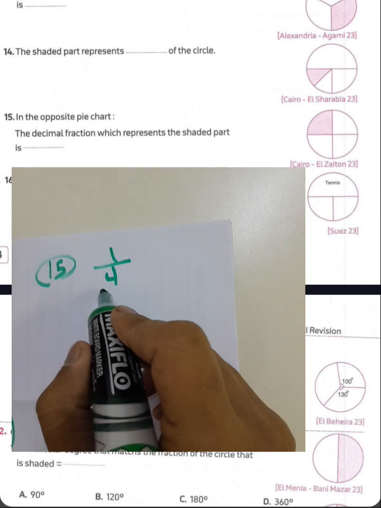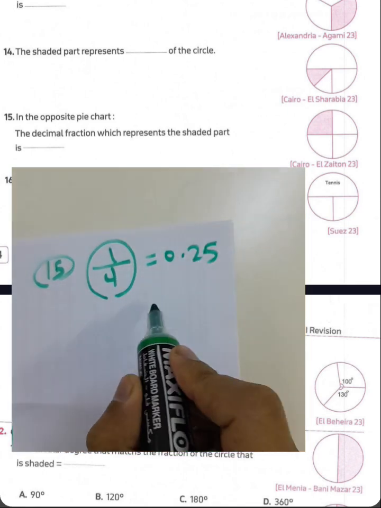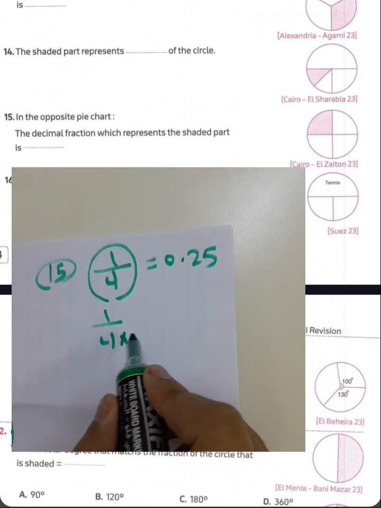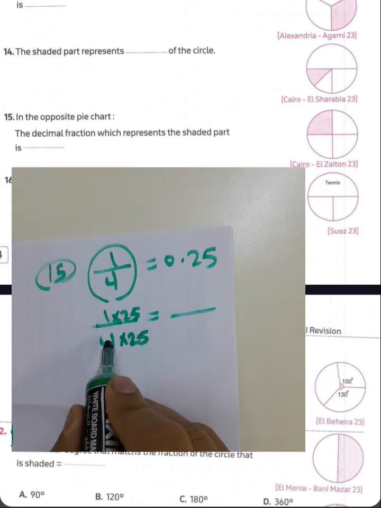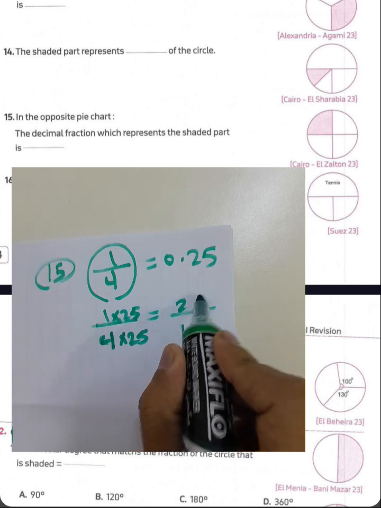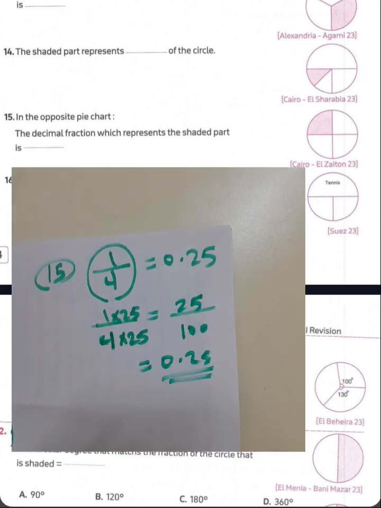He wants to convert from fraction to decimal number. 1 over 4 will be 0.25. Or you can convert from fraction to decimal number by multiplying by 25 the numerator and denominator, because in the denominator 25 times 4 equals 100 and 1 times 25 equals 25. Then the result will be 25 hundredths.